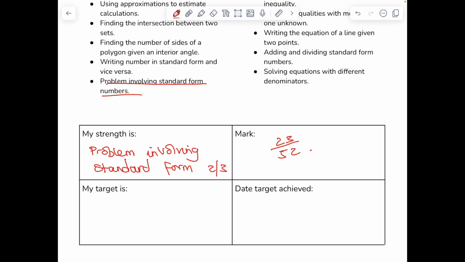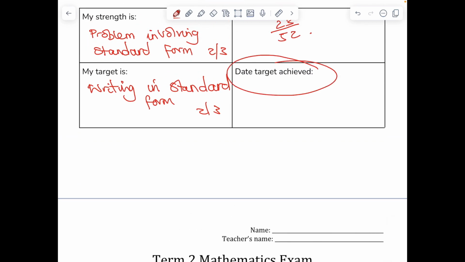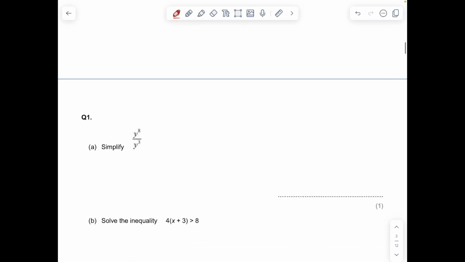And then your target is anything you got wrong. So, for example, if you got writing numbers in standard form incorrect, writing in standard form, you would put as your target. And again, I would like 2 or 3 in your target. So 2 or 3 strengths, 2 or 3 targets, okay? You do not have to fill this in, leave that for now. Okay, let's go through the paper.